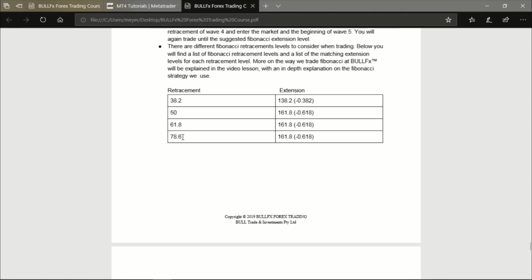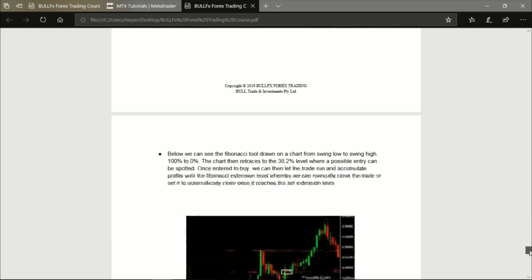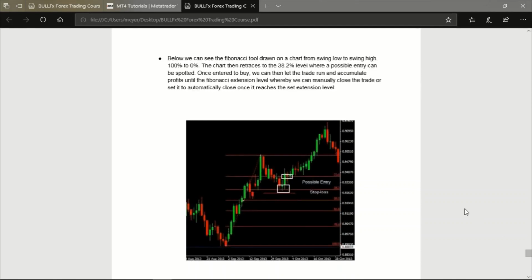If it retraces to a 78.6, your target would then again be a 161.8 extension level. So how does this work when it comes to waves? Below we can see the Fibonacci tool drawn on a chart from a swing low to a swing high. As you can see over here, we've got a swing low, and at this point we've got a swing high. So this is wave 1. The market then pulls down to form wave 2 and moves up to form wave 3.